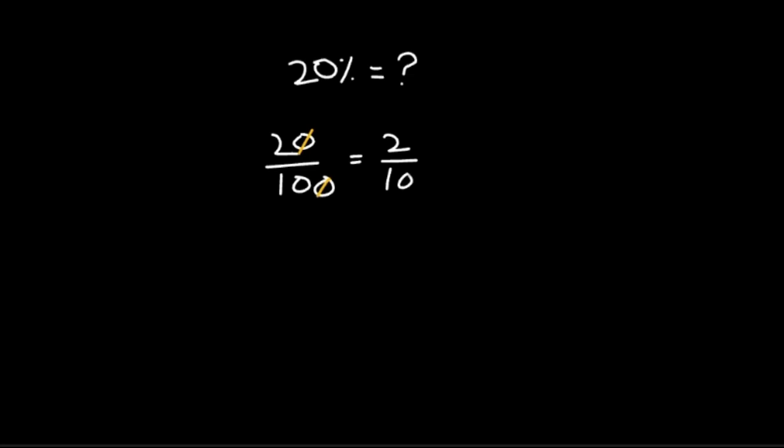Now we divide 2 by 10. We put a decimal point here and 0 with 20. Now we know that 10 times 2 is 20. So 20 minus 20, answer is 0. So our answer is 0.2.